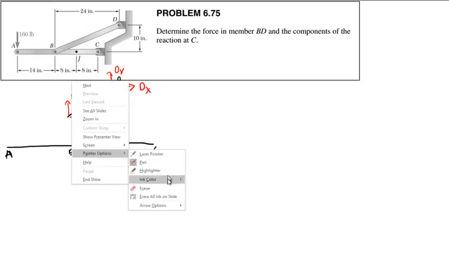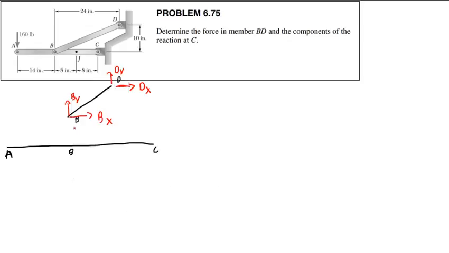And we need to apply the loads, and when we create the internal forces here, we need to make sure to include compatible reactions. So I'm going to have this By going down, and this Bx going to the left, because these are going to be a pair of forces, they must be equal and opposite. Then we'll have a downward force here of 160 pounds, and then we'll have our reaction at C, a Cx and a Cy.